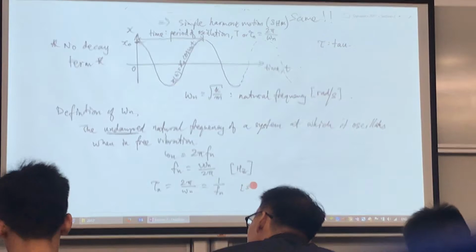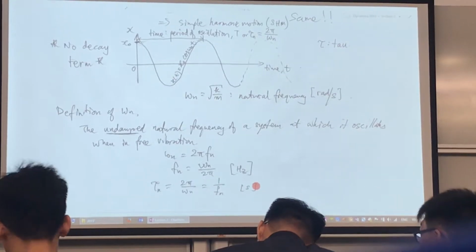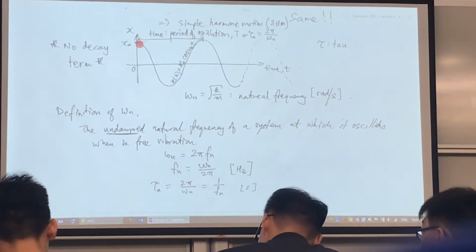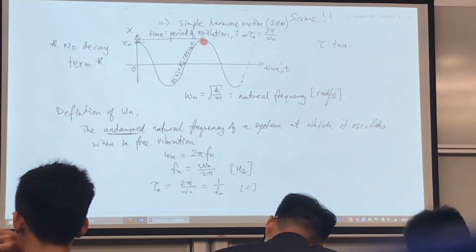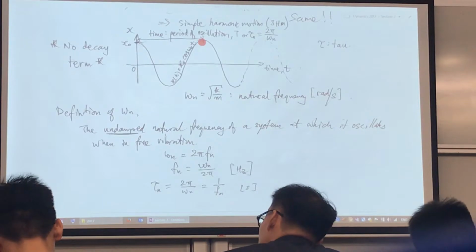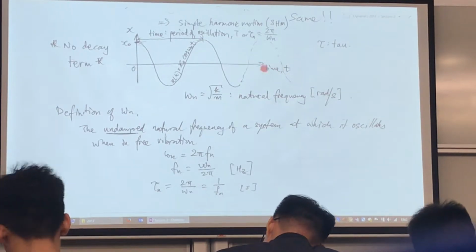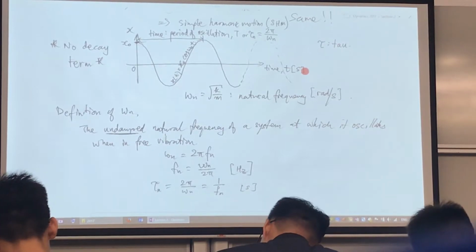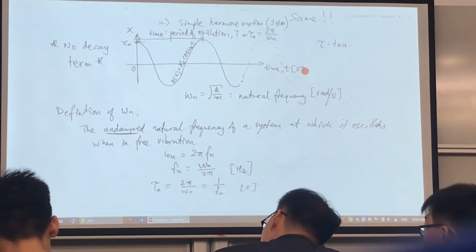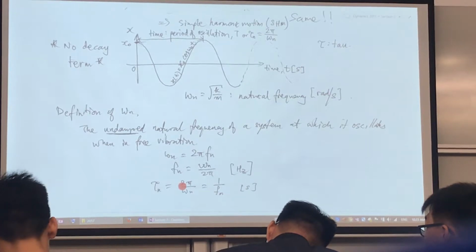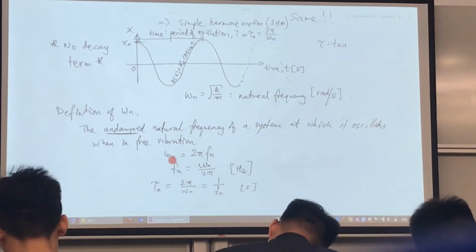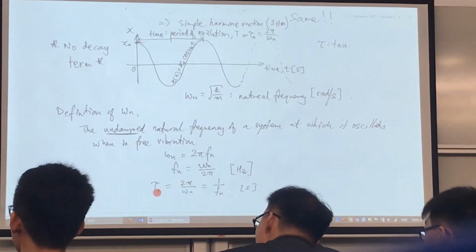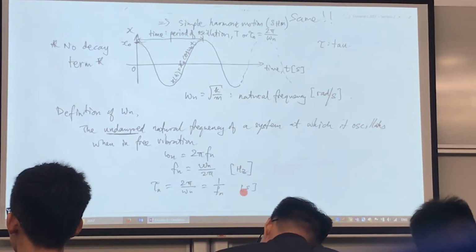So the unit for period of oscillation is seconds, because the period of oscillation is the time that it takes from this peak to that peak. That's one period. So the axis is time, in terms of seconds. Please understand what it is that you're looking at. If it's natural frequency, it's radians per second. If it's period of oscillation, then the unit is seconds.